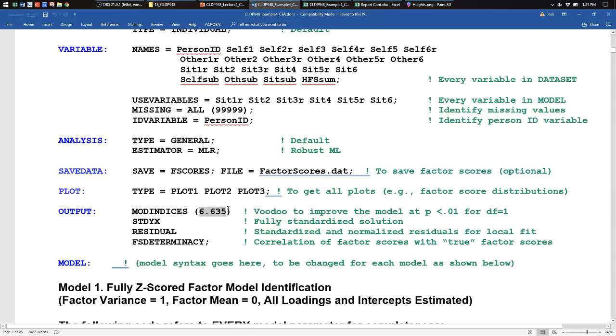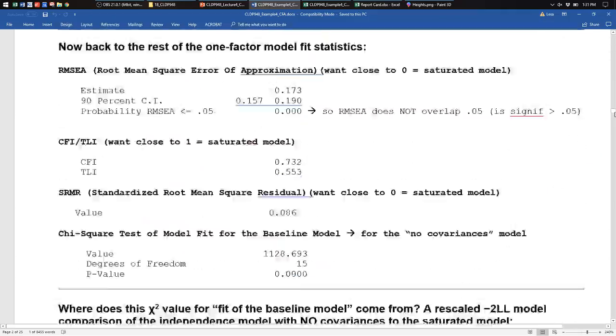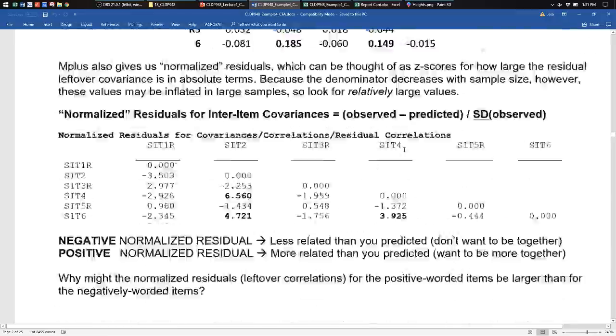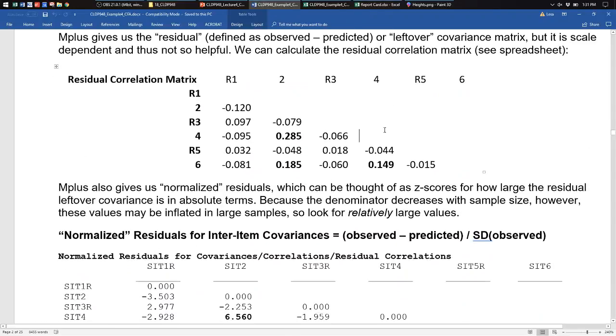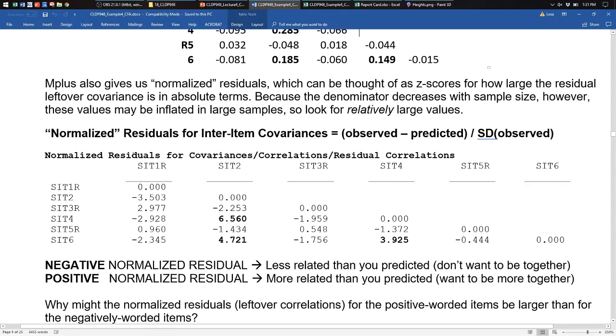And I set it up to report only suggestions that would improve the model at p less than 0.01 for 1 degree of freedom. That's what that 6.6 comes from. That's the chi-square value. So we get, then, from the residual output, right here, this is page 9, this table here, normalized residuals for covariances, correlations, and residual correlations.